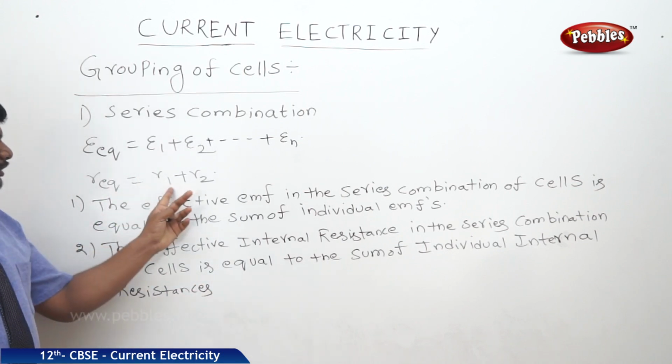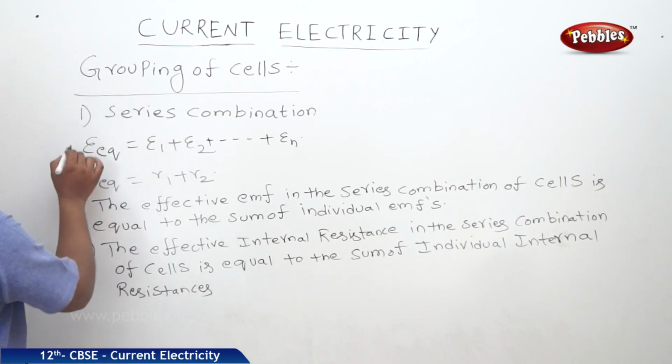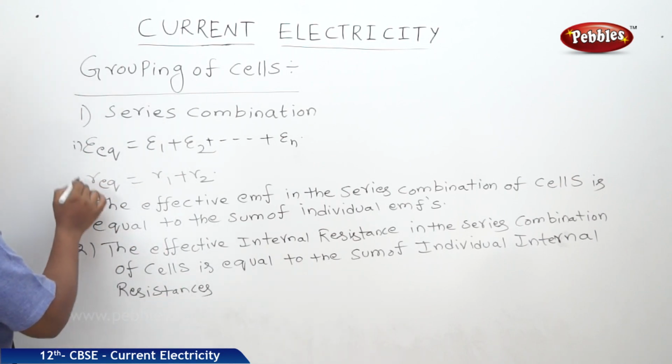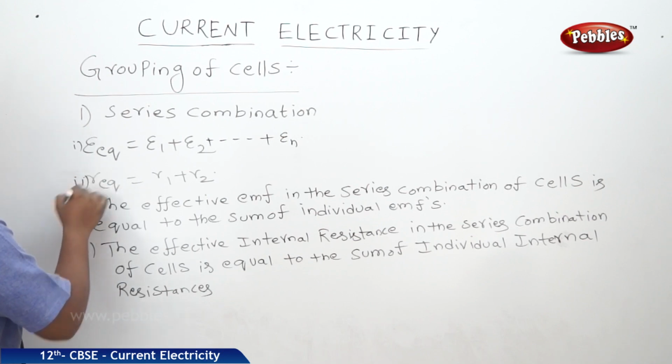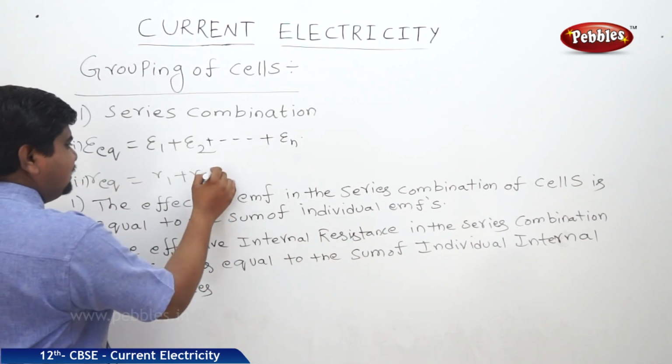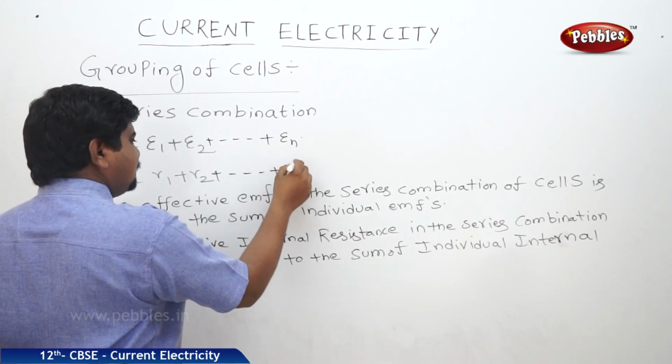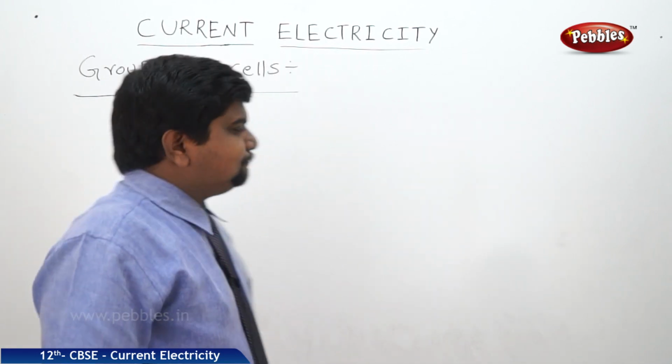So R equivalent is equal to R1 plus R2. This is for 1, this is for 2. If there are n cells, we can write up to so on. Now we will see the parallel combination of two cells.